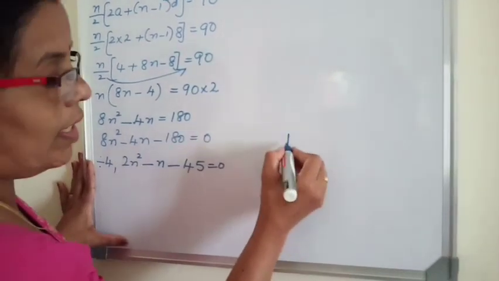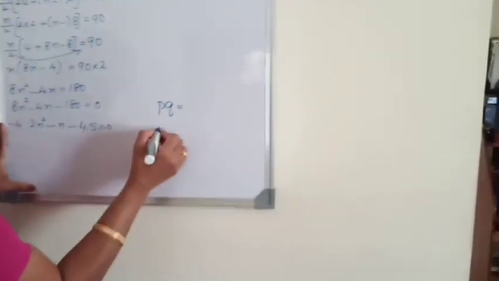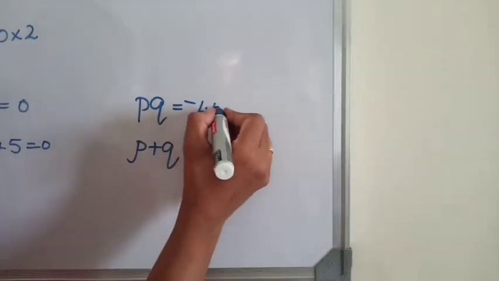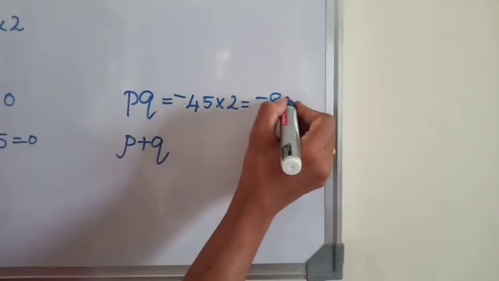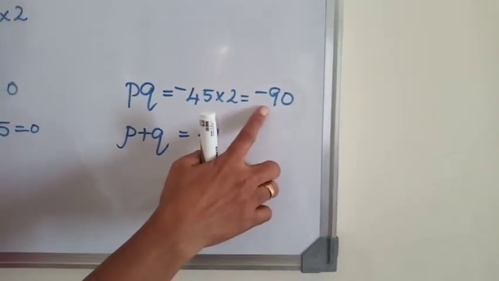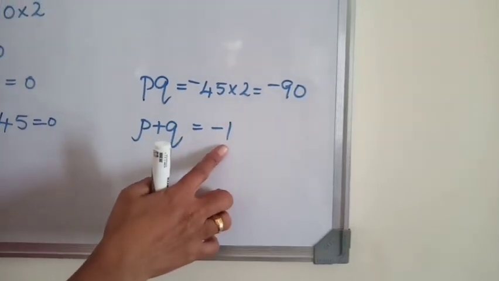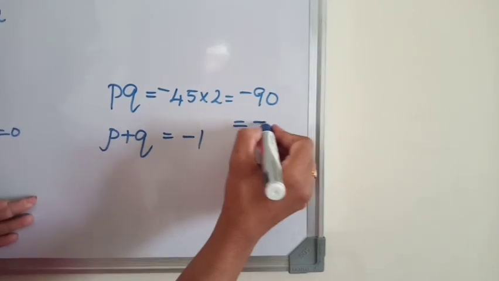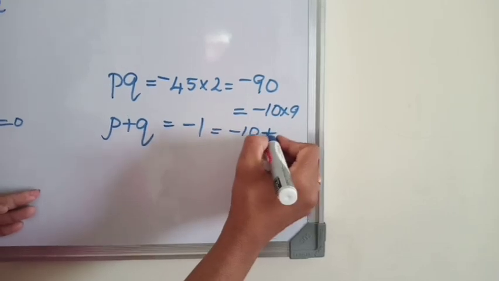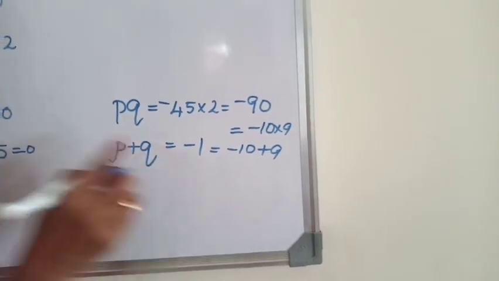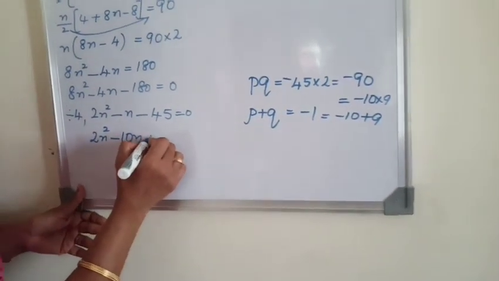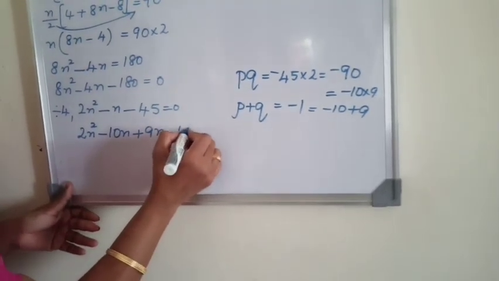That is, last year we learned the factorization with p and q, and p plus q. You remember that p q, the product, is minus 45 into 2, that is minus 90, and the sum p plus q is minus 1. Which two numbers when multiplied give minus 90 and have sum minus 1? That is minus 10 into 9, which is minus 90. Same way, minus 10 plus 9 is minus 1. So we'll change this as 2n square minus 10n plus 9n minus 45 is equal to 0.